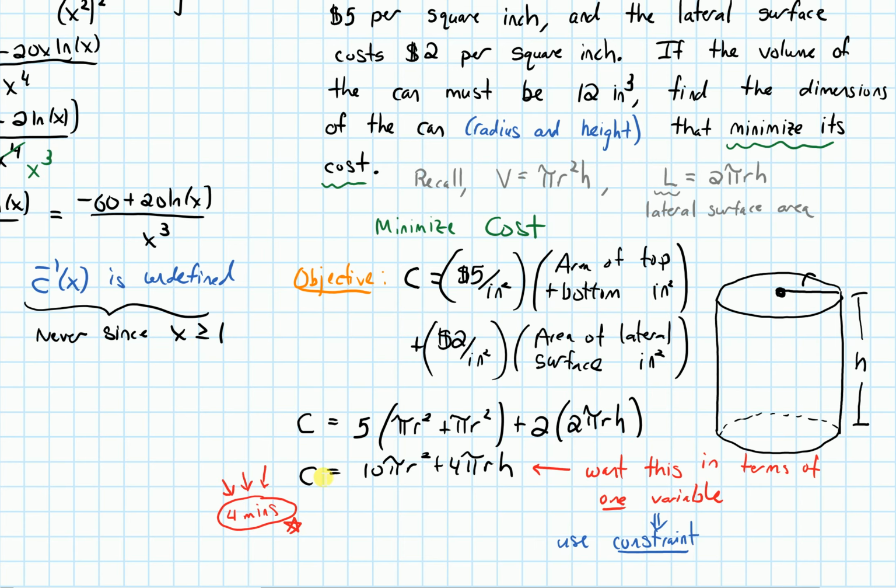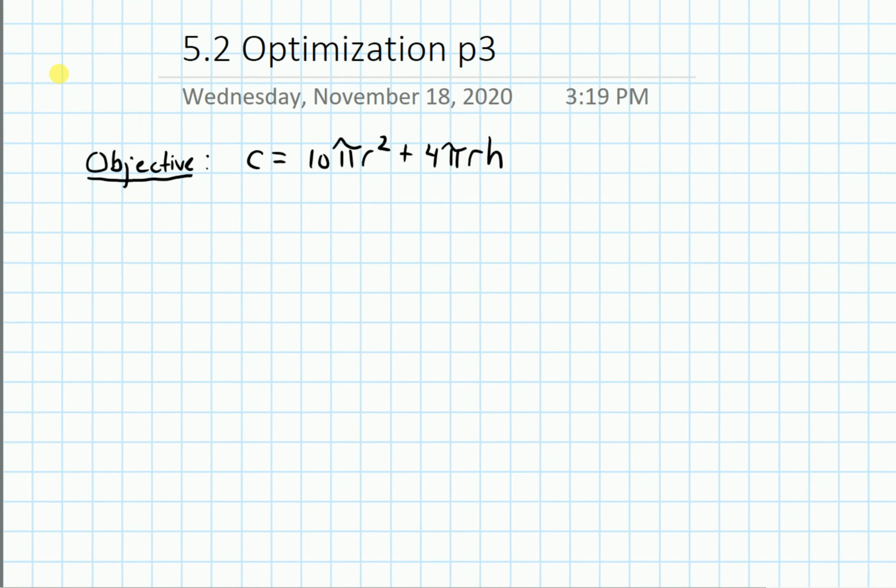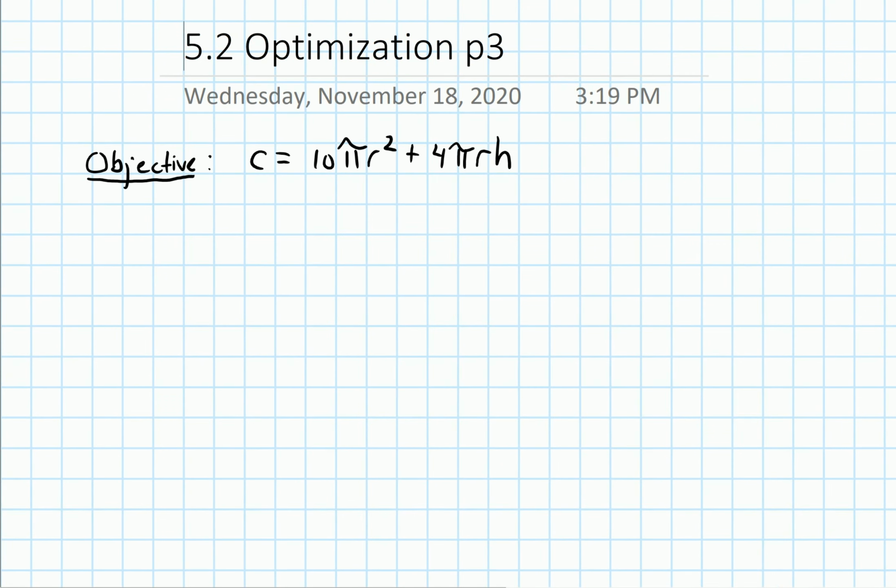Alright, so hopefully you've done that. Hopefully you've paused the video for 4 minutes to try this. Let's talk about it together. Okay, so I've got my objective equation written here. And so now let's write down the constraint.